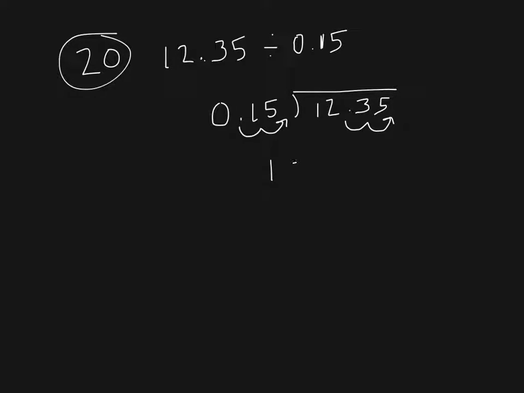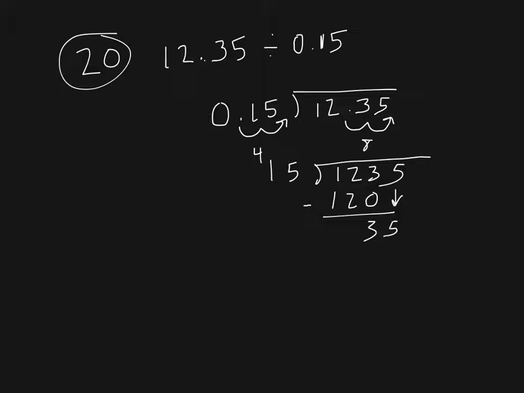So we end up getting 15 goes into 1, 2, 3, 5. Okay, 15 does not go into 12. It does go into 123. I'm going to say 8 times. 8 times 5 is 40. Carry the 4. I get 120. Ooh, good guess there. Okay, so subtract that from the 123. I get a 3. Bring down the 5. 15 goes into 35 twice, which is a 30. Subtract that, I get a remainder of 5.